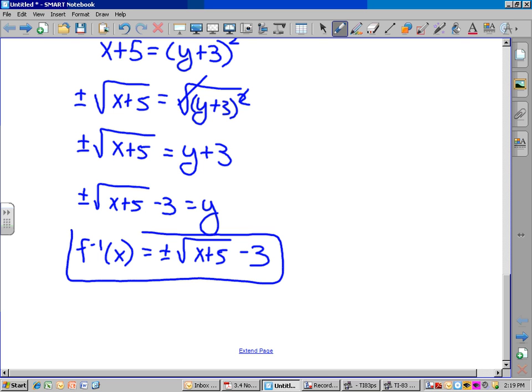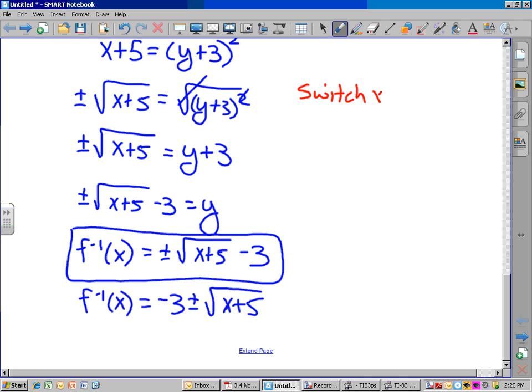You also could put the 3 out front. There's nothing wrong with that. If you like negative 3 plus or minus the square root of x plus 5, that's perfectly fine as well. So to find the inverse, very simply, switch x and y. In other words, x becomes y, and y becomes x. Every x becomes a y, and every y becomes an x. Then solve for y, and you'll have the inverse of f of x.